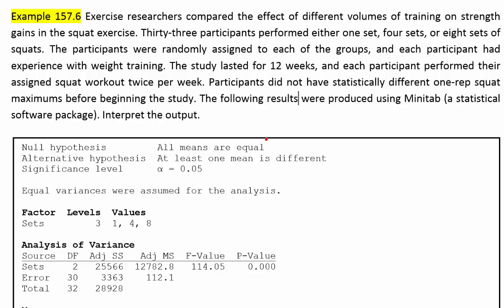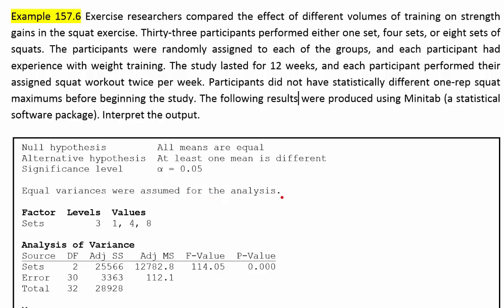It's the classic null hypothesis for an ANOVA completely randomized design experiment. It says that all the means are equal versus at least one mean is different. That's the alternative hypothesis, of course. The significance level for the test is 5%, a pretty traditional significance level. Then they tell us that equal variance was assumed for the analysis. That's always the case because that is the assumption underlying the completely randomized design experiment.